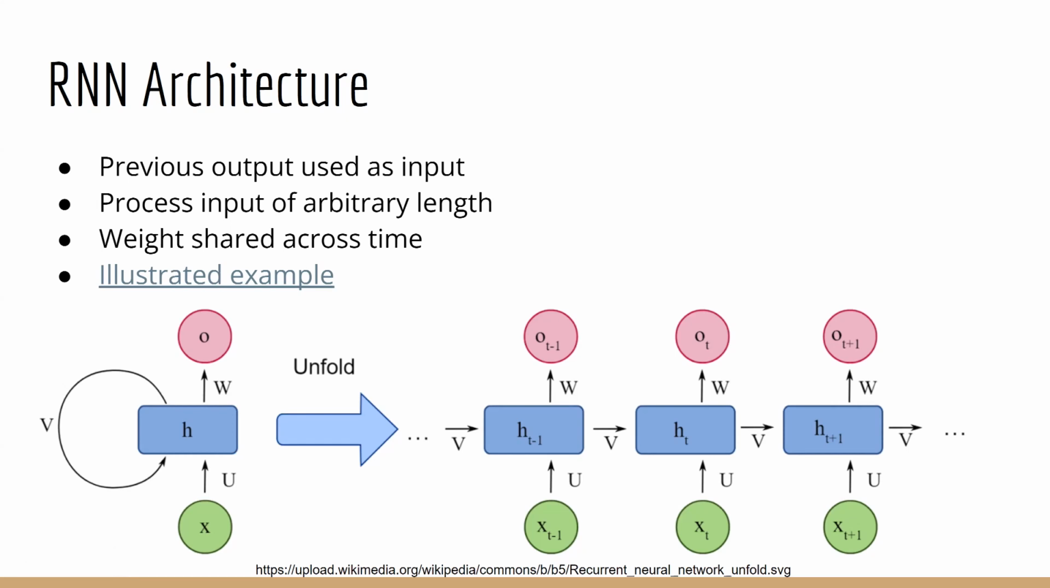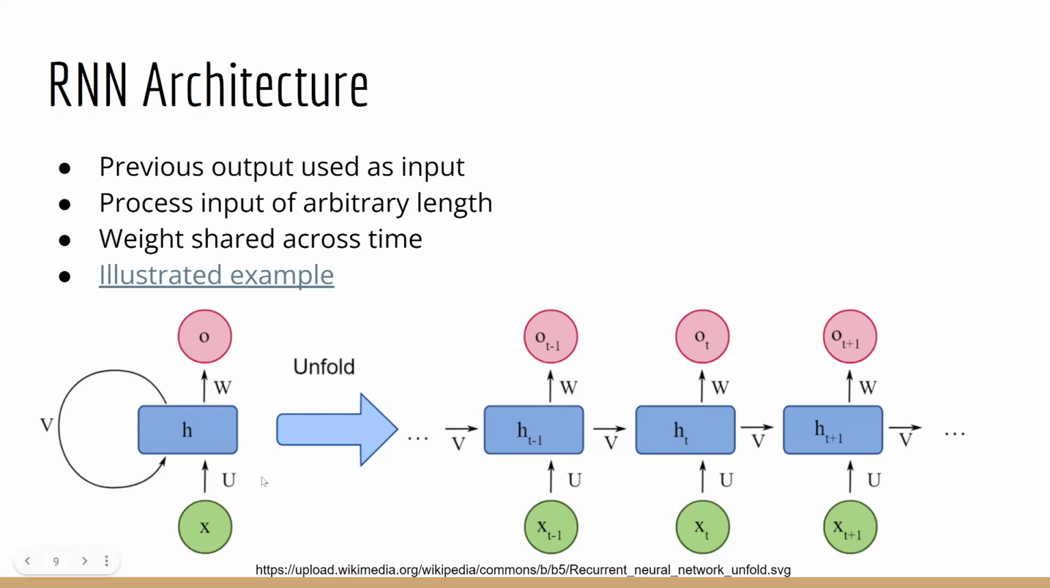What makes an RNN unique is that, as you can see in this example here, it takes the previous output and uses it as input. These previous outputs are represented as something called hidden states. So you pass in the input as well as the hidden state, which is a representation of all the previous things that you've learned.